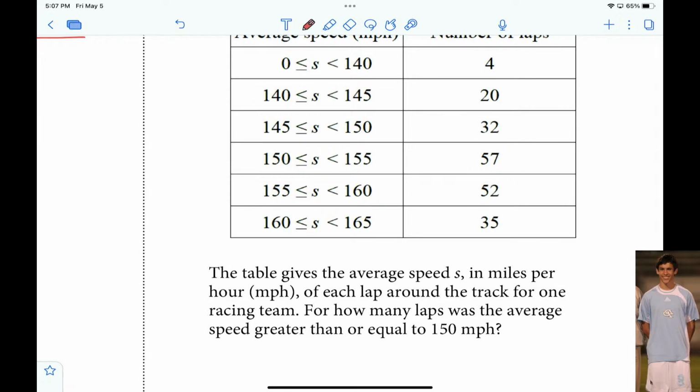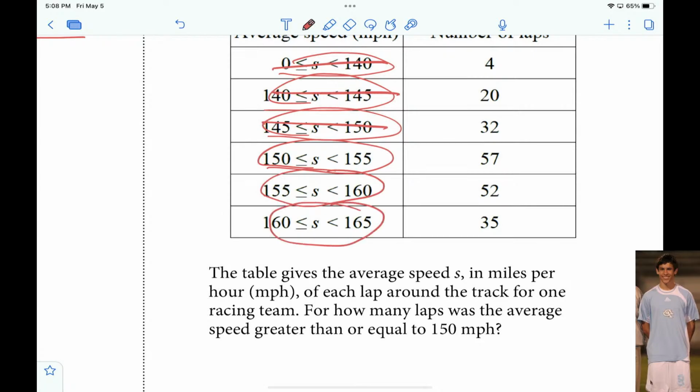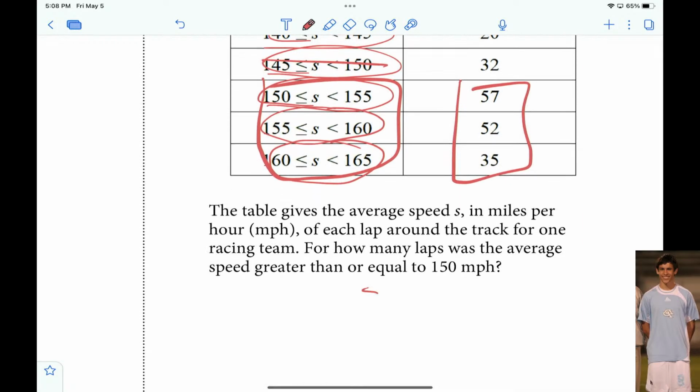So I would look and I would notice, okay, 0 to 140, nope. 140, 145, nope. 145 to 150, nope. 150, 155. Yeah, that's good. 155 to 160, yes, that's still bigger than 150. And then 160, 165, yeah. So these three are good. So we just have to add these three numbers. And when we add those, 57 plus 52 plus 35, I believe we get 144.